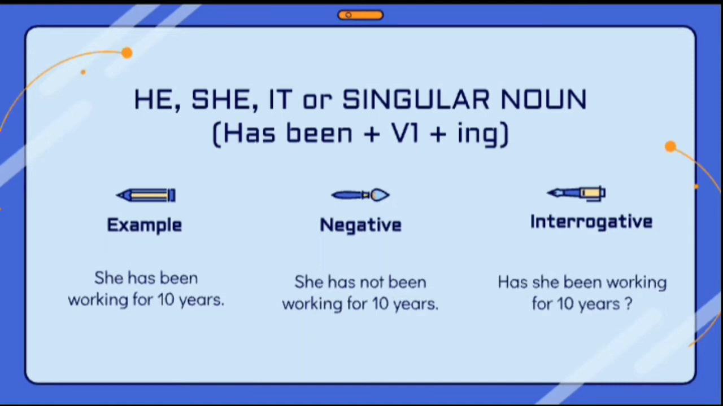He, she, it or singular noun go with has been and first form of verb with ing. For example, she has been working for 10 years. The negative sentence is she has not been working for 10 years. The interrogative sentence is has she been working for 10 years?